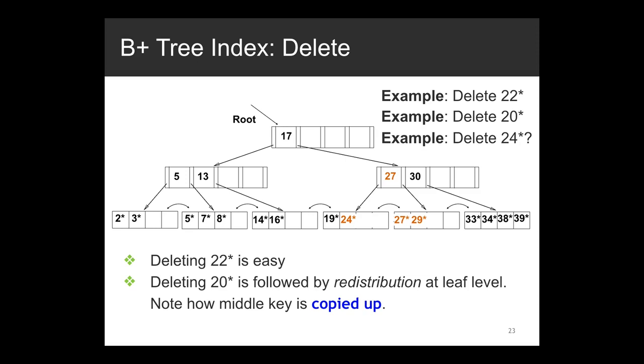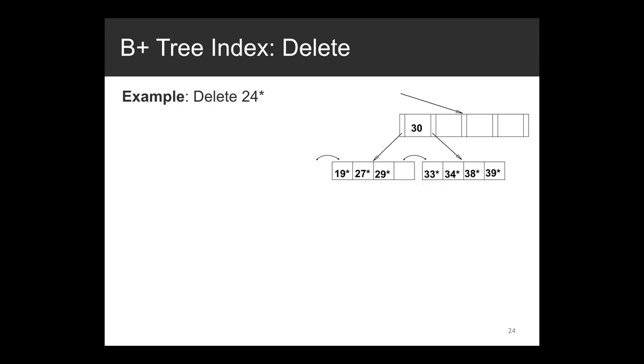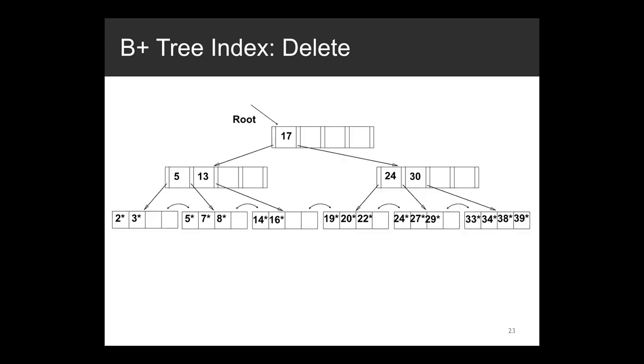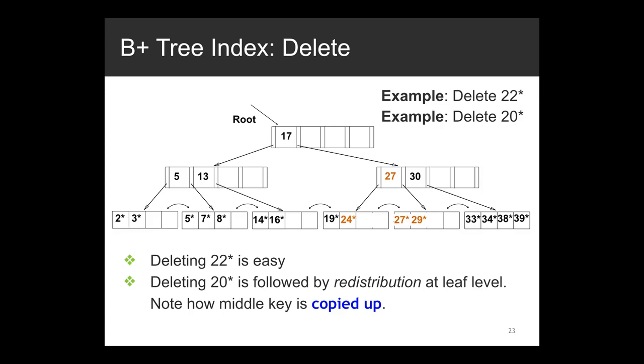Now I'm asking you to delete the data entry with search key 24. So the current state of the tree is this, follow this, you come here, and 24 is basically going to be gone. At this stage, you would have to merge the leaves. So here, watch carefully, this is 24. Once you delete 24, you have only 1 entry in this leaf. And that's not good, because the occupancy is less than 50%. Whereas here you have 27, 29, here you have 33 to 39, and then there's 30 over here.